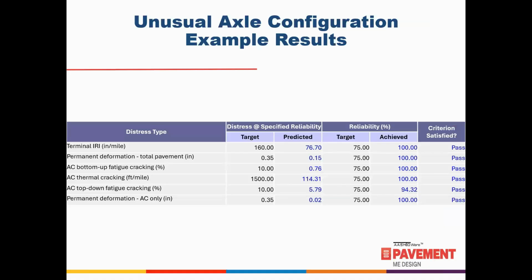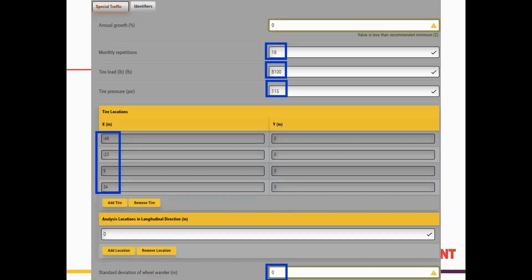All right, and this just shows you what the results were. Again, only 1 pass per month. 18 passes. Okay, another thing I forgot to mention. We're calling it 18 passes, even though it's only 1 vehicle pass per month, because we have 18 axles, so we're calling each one of those axles a repetition.